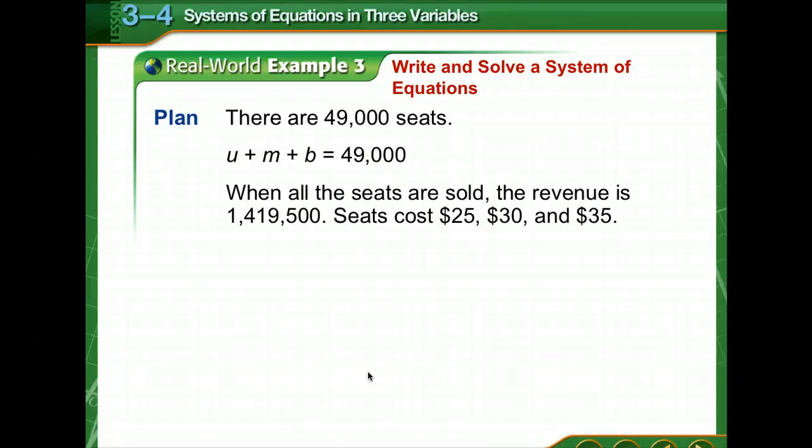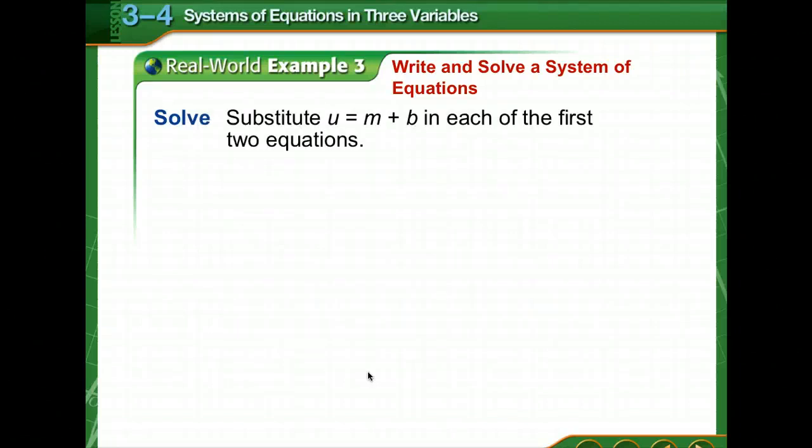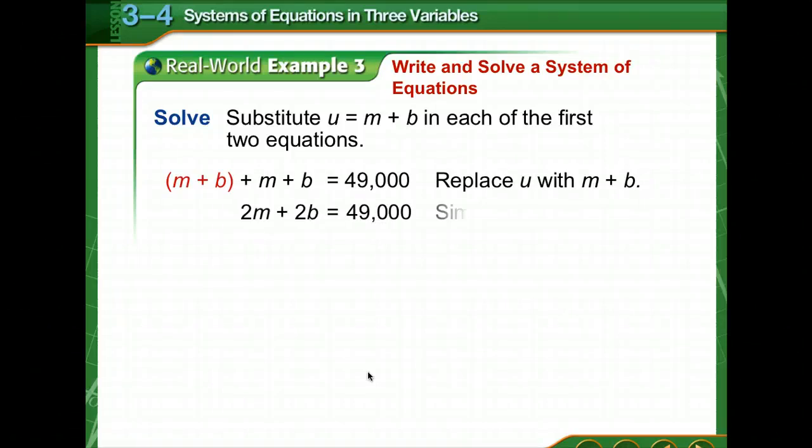When all seats are sold, the revenue, oh, that's nice. Seats cost 25, 30, and 35. The number of seats in the middle and bottom levels together equal the number of seats in the upper level. So M plus B equals U. So now we're going to substitute, since U is equal to M plus B, we're going to substitute it into the first two equations and simplify.